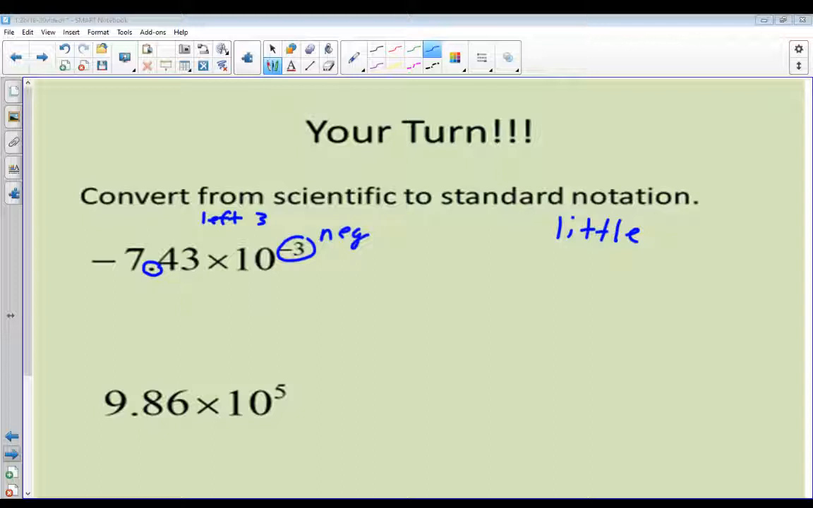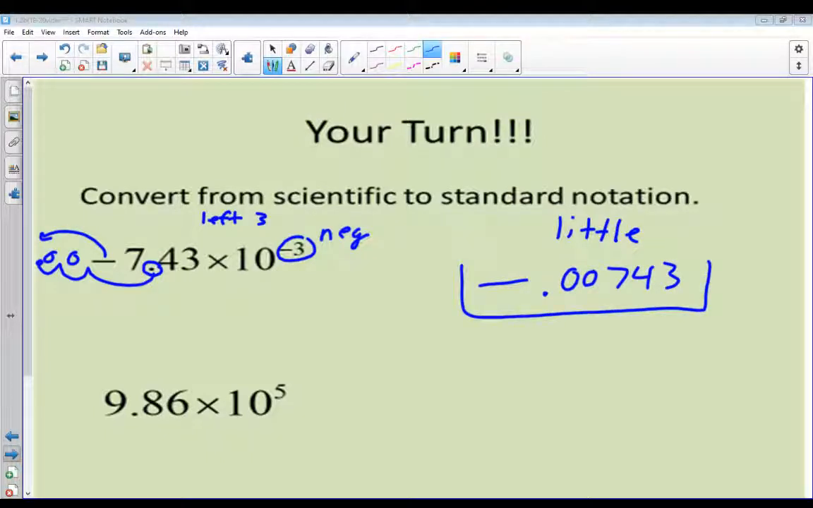Take our decimal and move it 1, 2, 3. Put the zeros in those spots. And since we do have a negative, let's go ahead and move that to the front. So you get negative 0.00743. That should be the answer you got for rewriting that number in its original form.